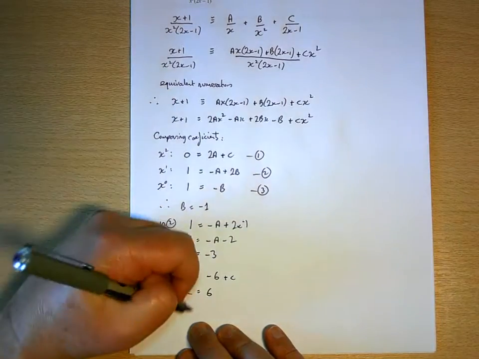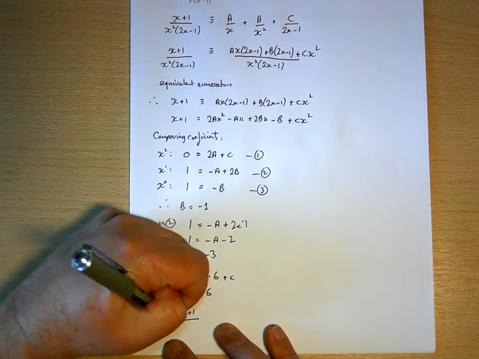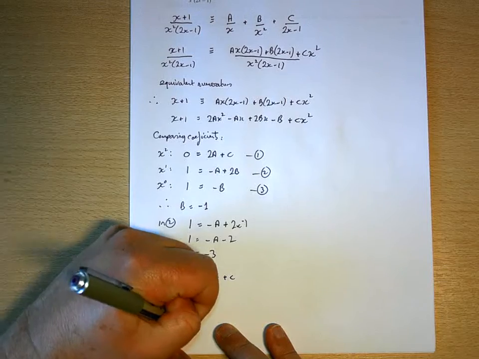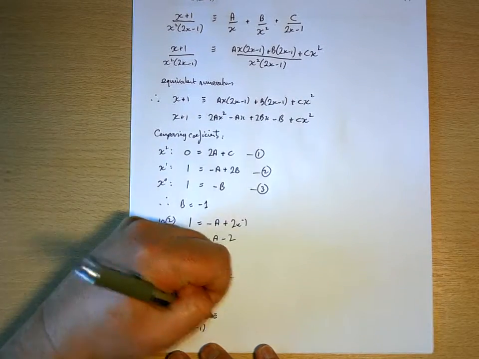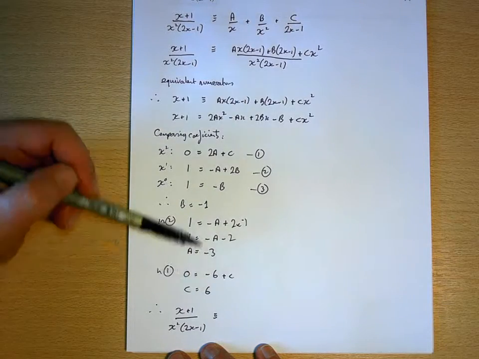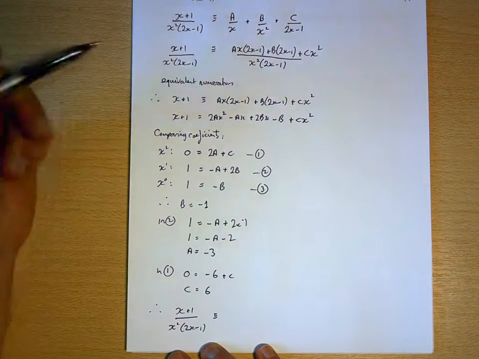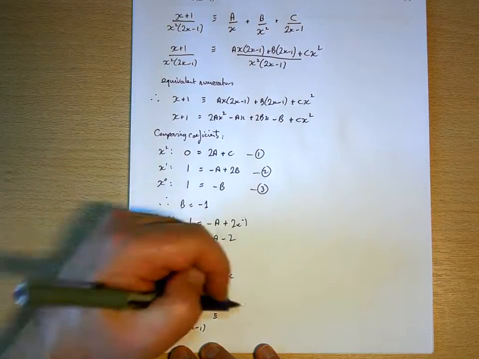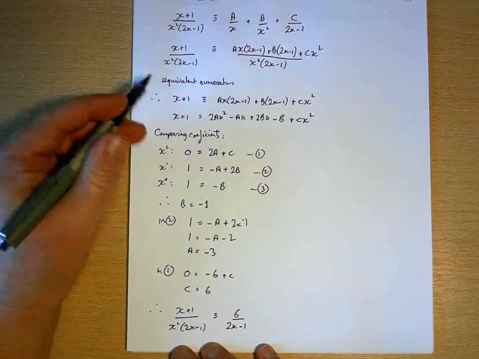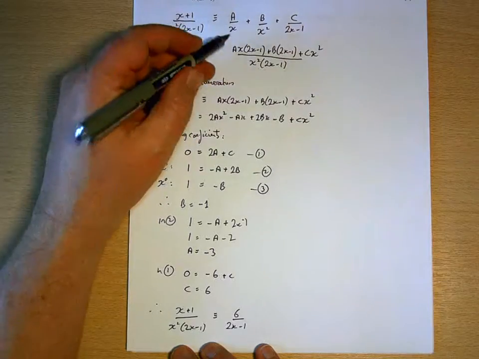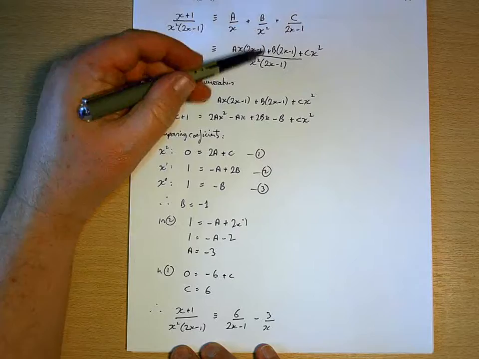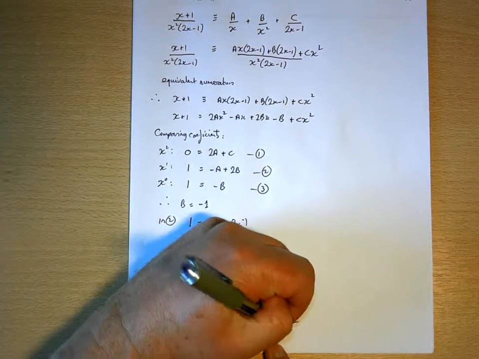So therefore x plus 1 over x squared 2x minus 1 is equivalent to, so the only positive one is 6c, so I'll start with that one just to make it look neater as I write it. 6 over 2x minus 1 minus 3 over x minus 1 over x squared.